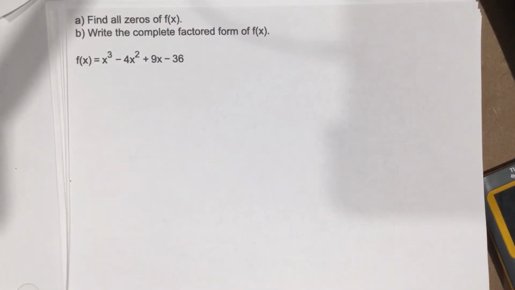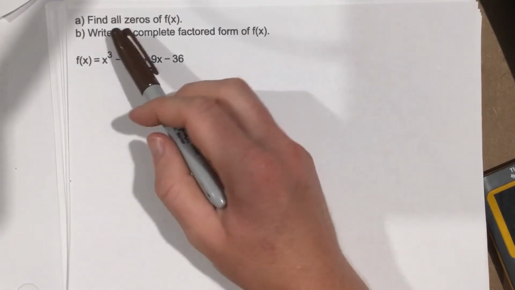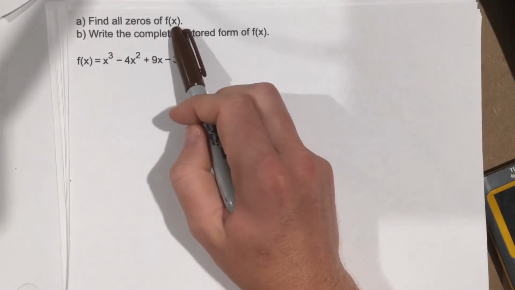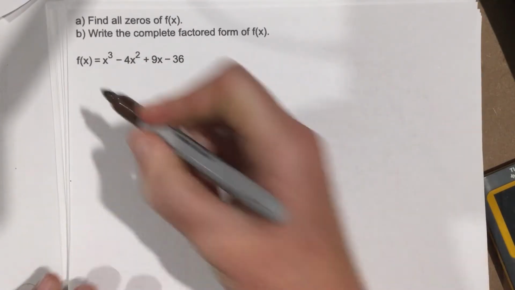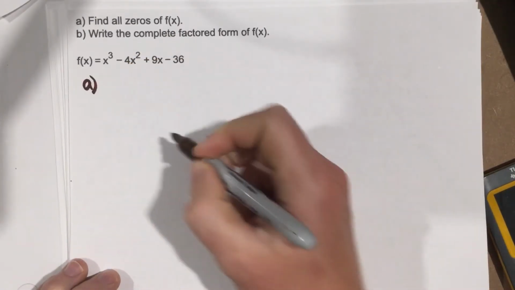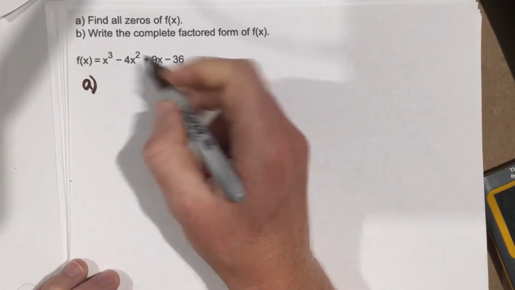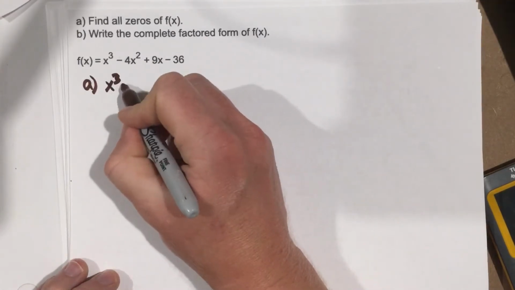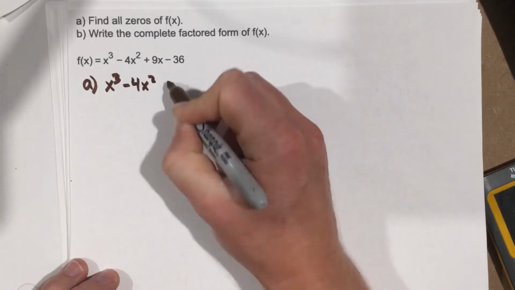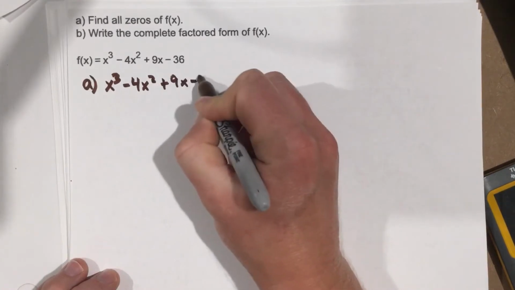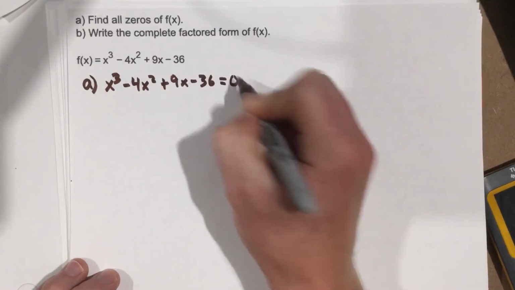This is problem number 6 from section 4.5. In this problem they say find all zeros of f of x for part A. So part A, I'm going to set this equal to 0. So x cubed minus 4x squared plus 9x minus 36 equals 0.